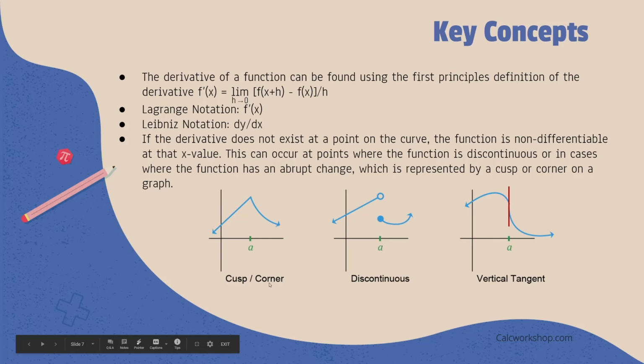A cusp and corner just means a really rapid change within the graph. So as you can see here, it's like pointy. You don't want it, you don't like it, and thus the derivative doesn't want to exist there either.